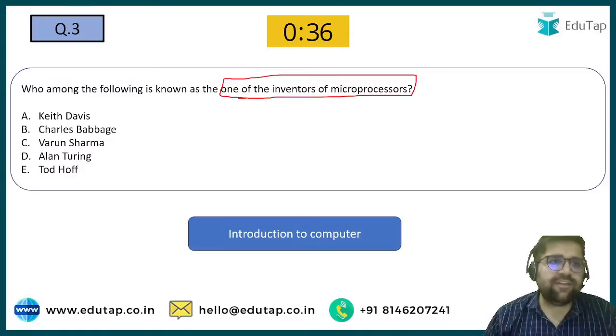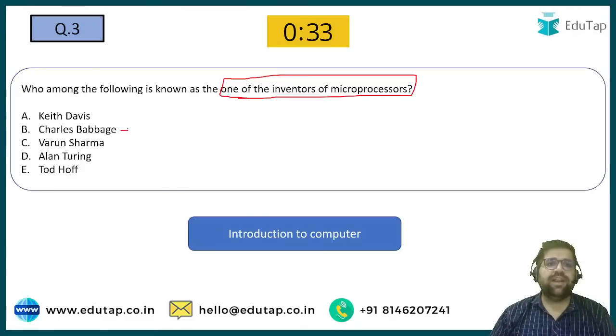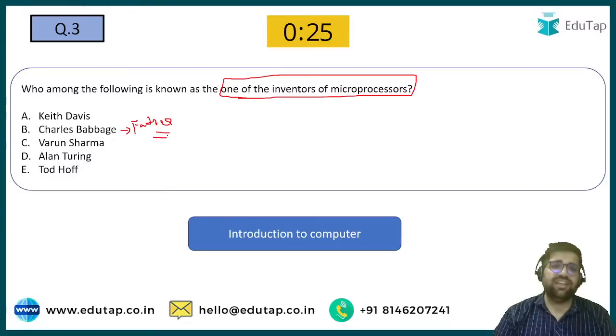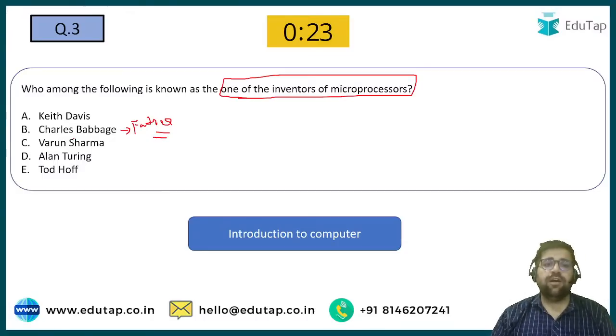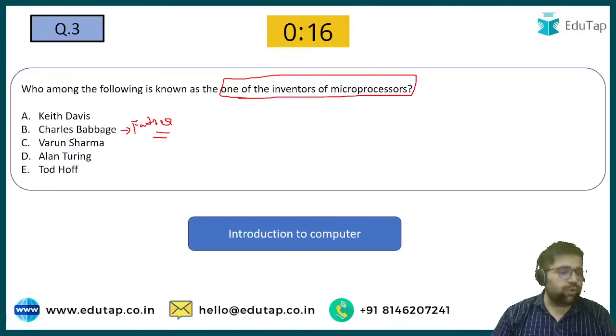Is it Keith Davis? Is it Charles Babbage? Charles Babbage, mind you, is the father of computer. He was the one who gave an analytical machine, or you can say a calculation machine as well. Because of his contribution only, we started to talk about inputs, outputs, and so on.